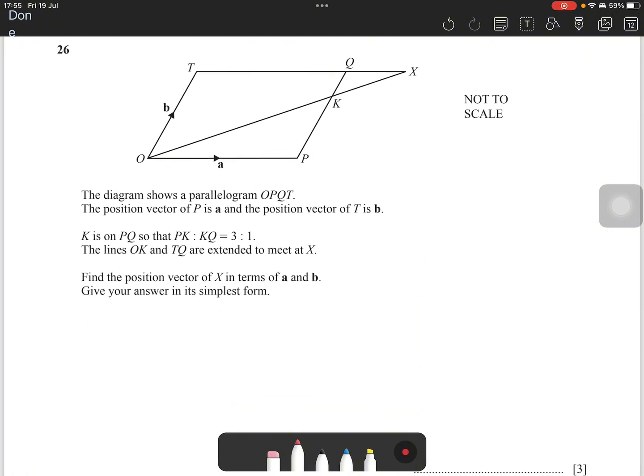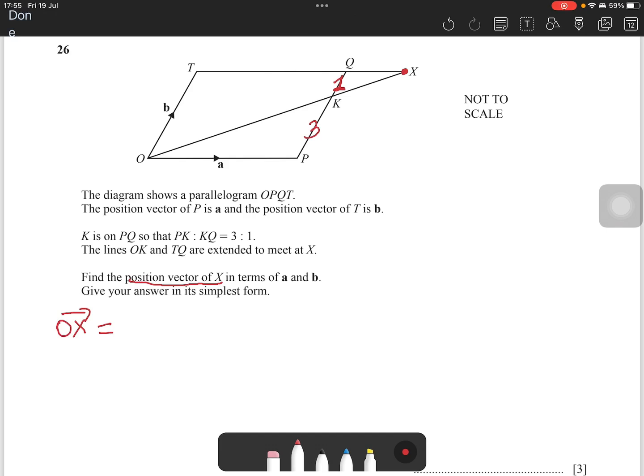Question 26. The diagram shows a parallelogram OPQT. The position vector of P is A and the position vector of T is B. K is on PQ, so that PK to KQ is 3 to 1. The lines OK and TQ are extended to meet at X. Here it is. Find the position vector of X in terms of A and B. This means we need to find the vector OX.